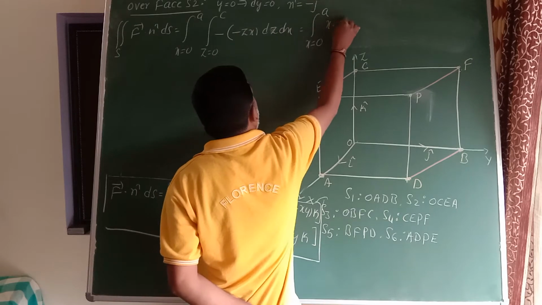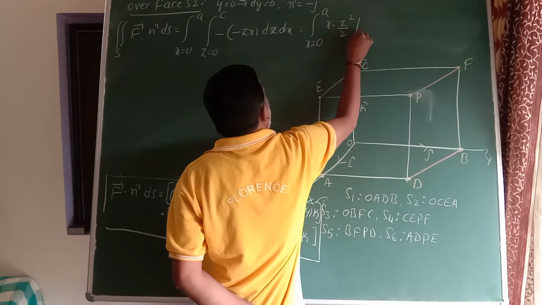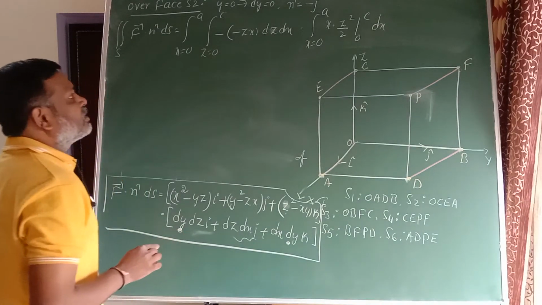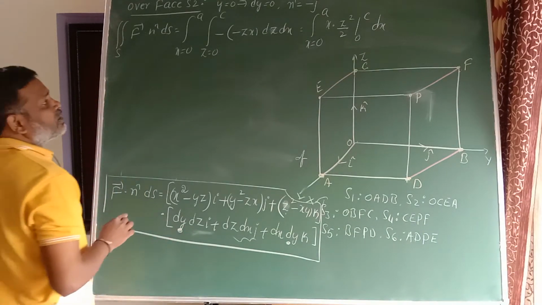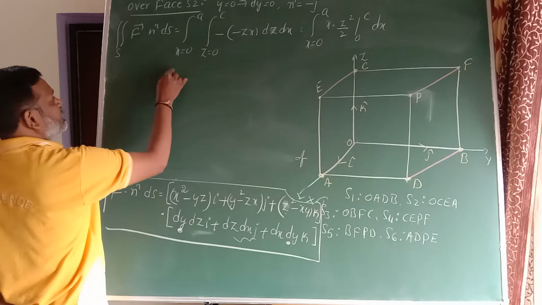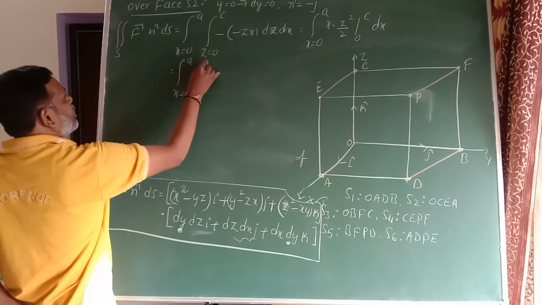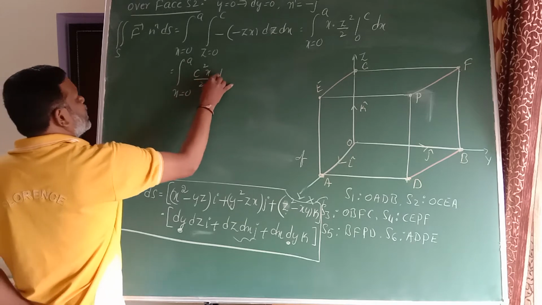Integrate z square by 2 from 0 to c, the remaining is dx. Apply the upper limit, so z is c. Therefore, c square x divided by 2. So that is equal to the integral of x from 0 to a of c square x divided by 2 dx.